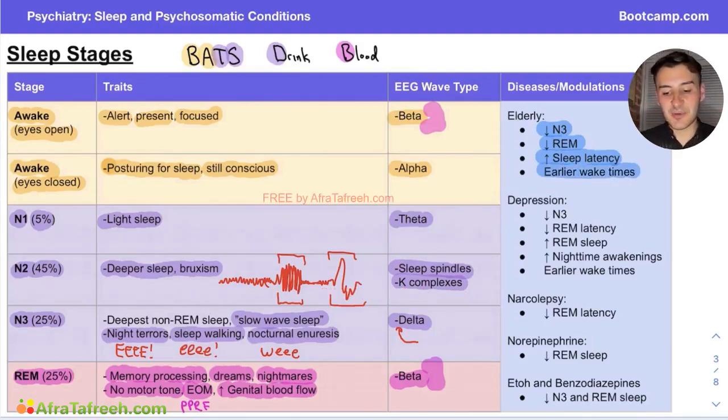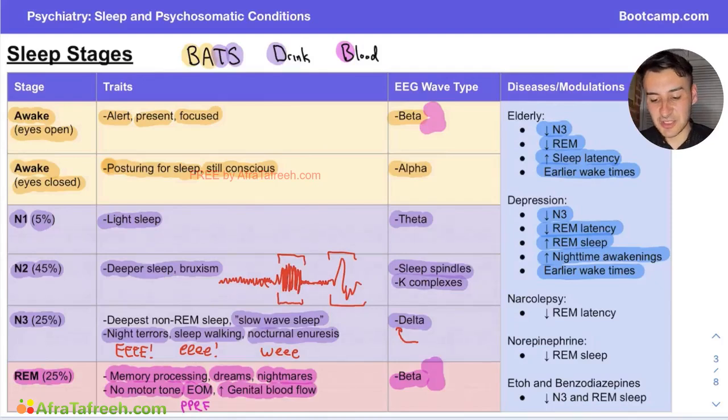Now, let's talk about depression. So depression is going to have decreased N3, decreased REM latency, increased REM sleep, increased nighttime awakenings, and earlier wake times. So this is very similar to our elderly population, with the exception that we have more REM sleep. Whereas our elderly had decreased REM, in depression, we're going to have increased REM sleep, and also we're going to be awakening during the night, and this makes sense because a lot of times people with depression via our SIGECAPS criteria are oftentimes complaining of insomnia or difficulty with sleeping.